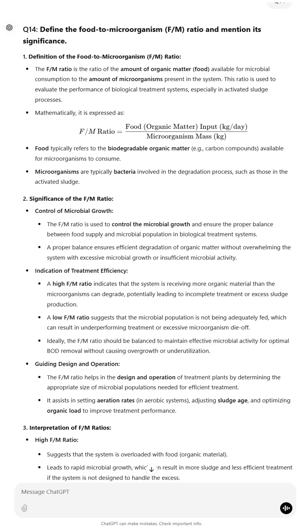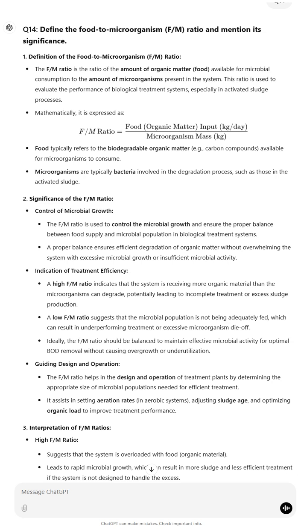Indication of treatment efficiency. A high F/M ratio indicates that the system is receiving more organic material than the microorganisms can degrade, potentially leading to incomplete treatment or excess sludge production. A low F/M ratio suggests that the microbial population is not being adequately fed, which can result in underperforming treatment or excessive microorganism die-off. Ideally, the F/M ratio should be balanced to maintain effective microbial activity for optimal BOD removal without causing overgrowth or underutilization.